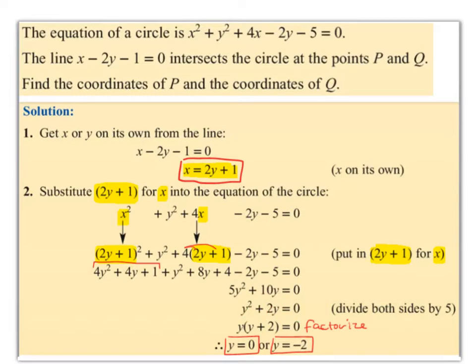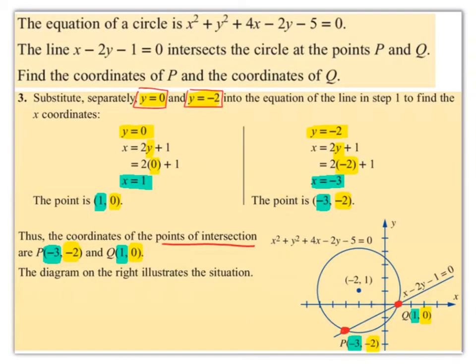Factorize using HCF, highest common factor. So we have y times y plus 2 is equal to 0. So y must be equal to 0 and y must be equal to minus 2. So we have two y values. Now we need to find our two x values.